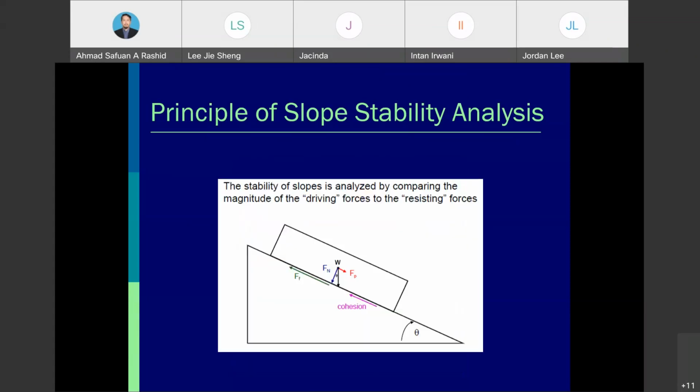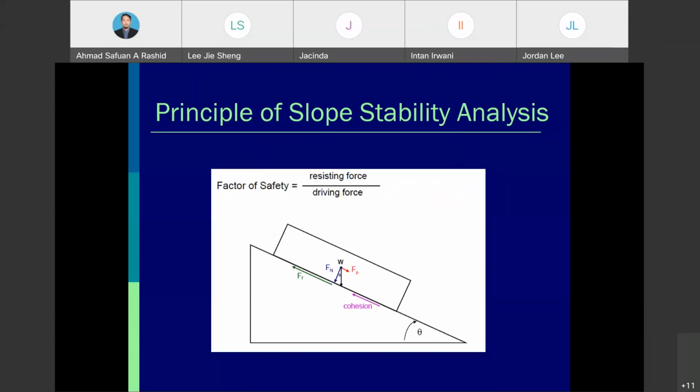The stability of a slope is analyzed by comparing the magnitude of the driving force to the resisting force. So we have here the Fp, which is the driving force, and also the Fn. The ratio between the driving force and the resisting force gives us the value for the factor of safety. The factor of safety is a ratio between the resisting force and the driving force. That's why the factor of safety doesn't have any units: when force is divided by force, kilonewton over kilonewton, there are no units. So the factor of safety is dimensionless.